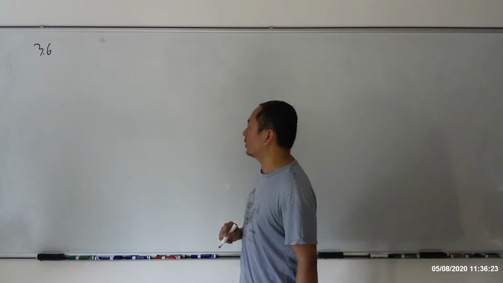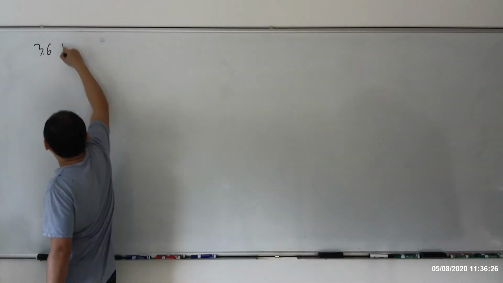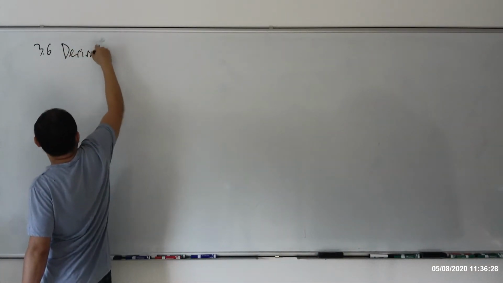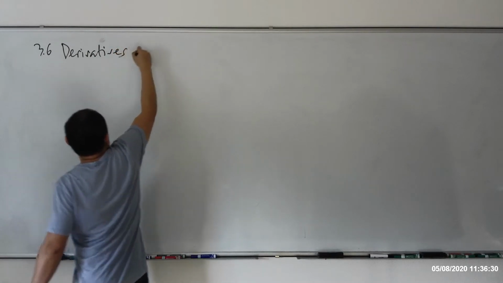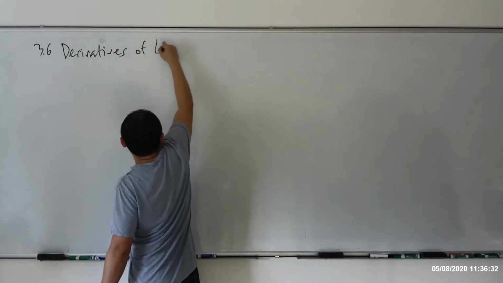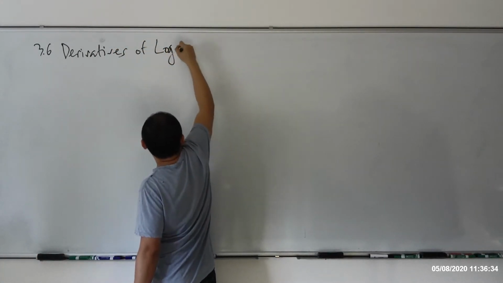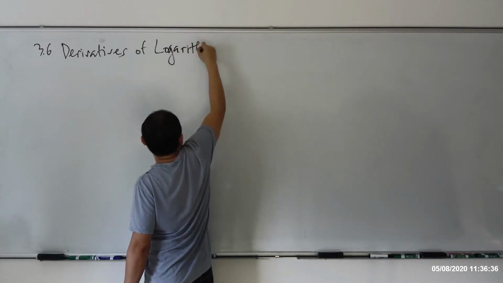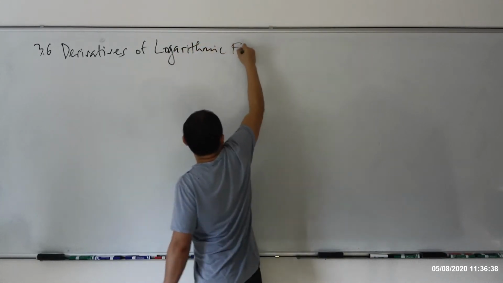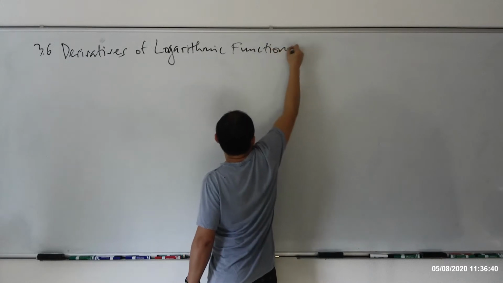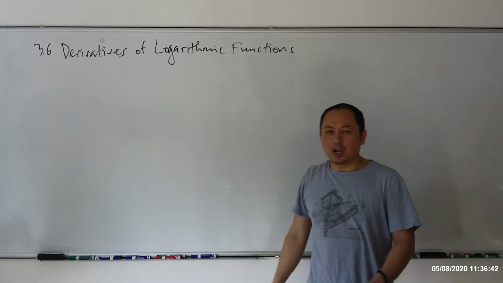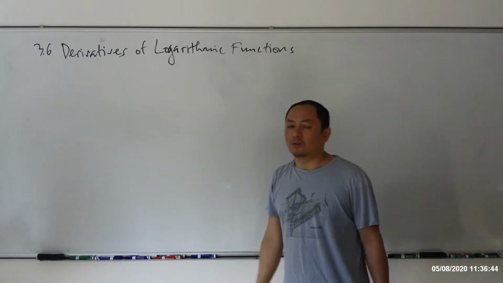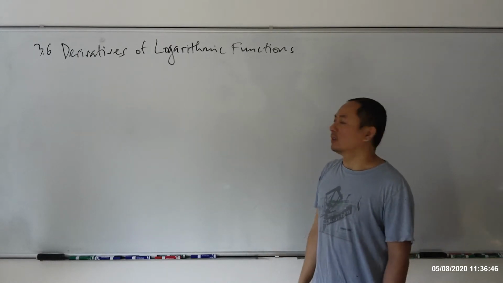Let's start with 3.6. It's about the derivative of logarithmic functions. Okay, so pretty much the strategy for this section, I'm going to give you the formulas and then I'll give you examples and you see how it goes.